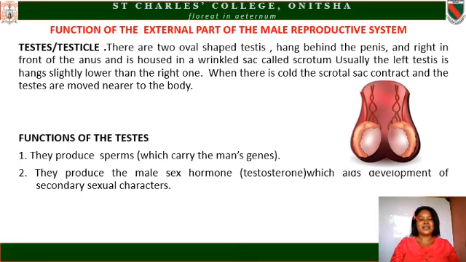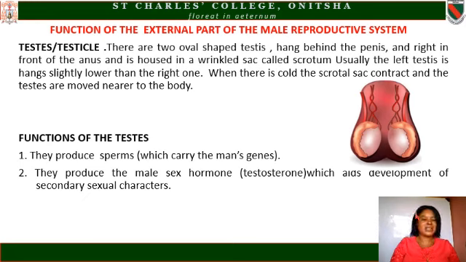Let's look at the functions of the testes. They produce sperm, which carry the man's gene. What is a gene? A gene is a unit of hereditary information that occupies a specific position on the chromosome. And this information is passed from parents to their offspring.